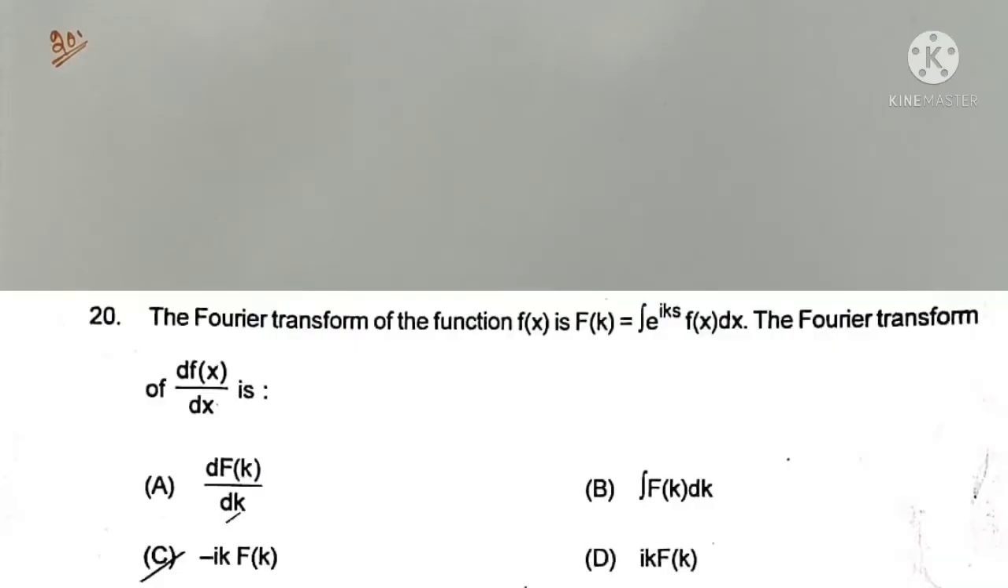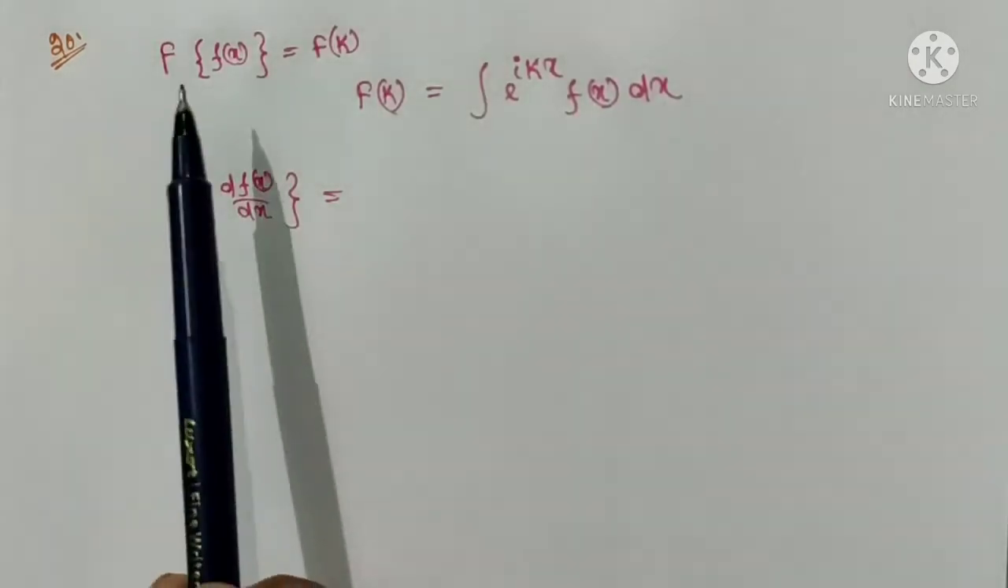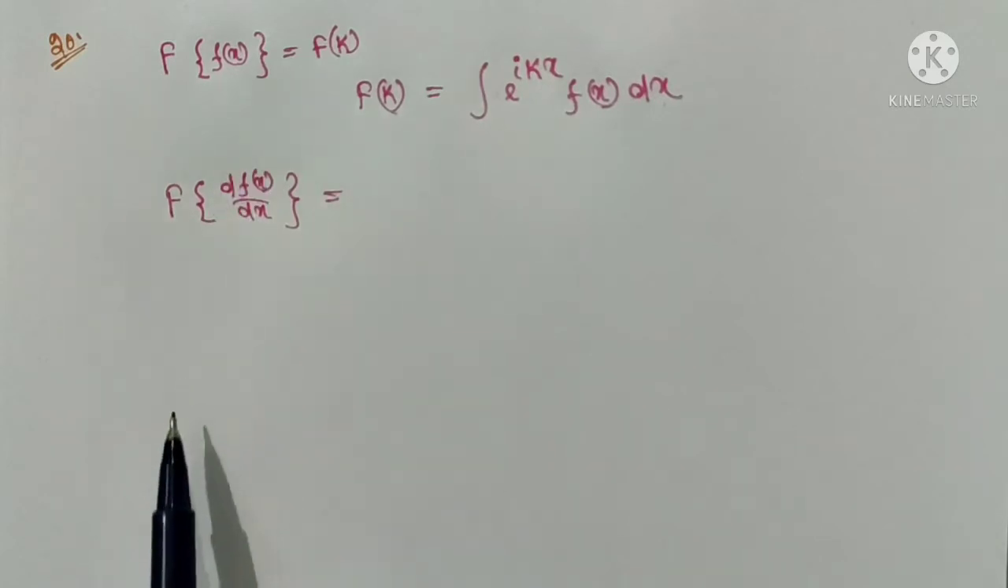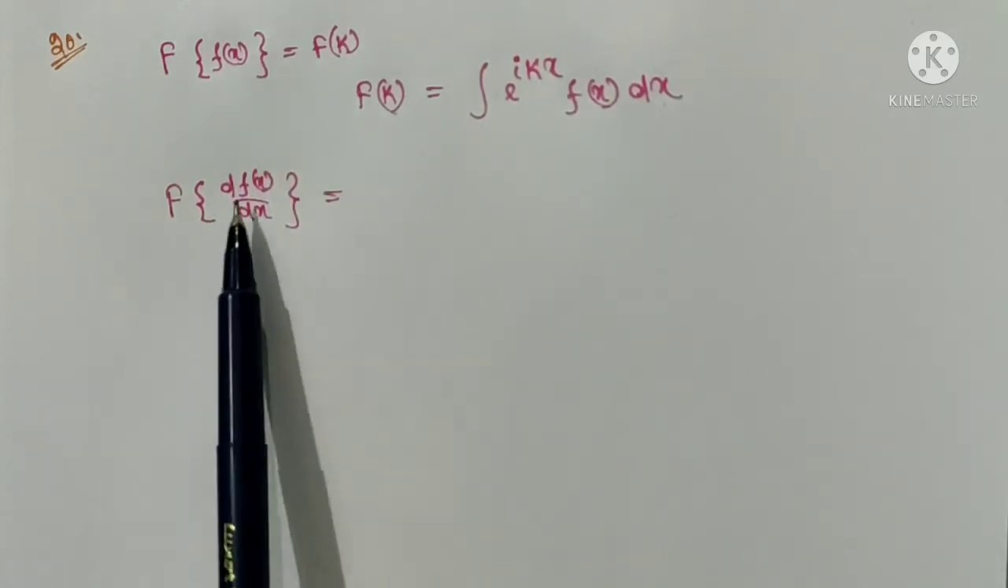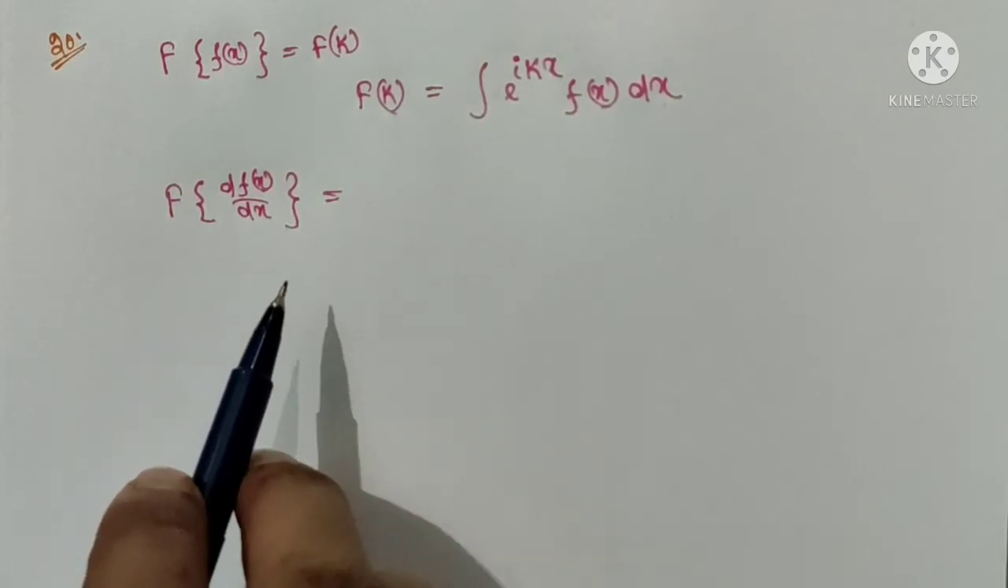Question number 20. The Fourier transform of the function f of x is f of k. Now the Fourier transform of df by dx is? So Fourier transform of f of x is f of k, and we have to find Fourier transform of df by dx. Now look, this question is basically from properties of Fourier transform.